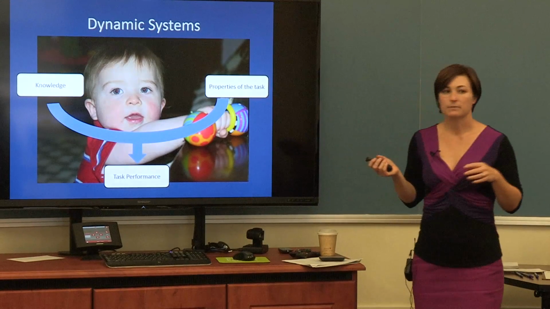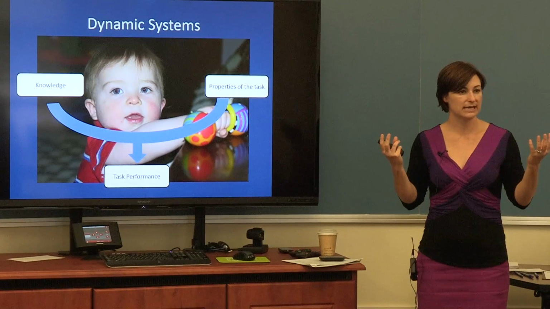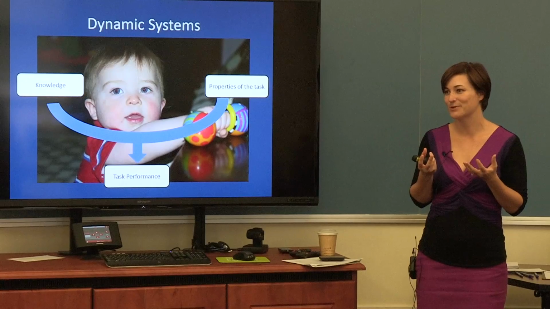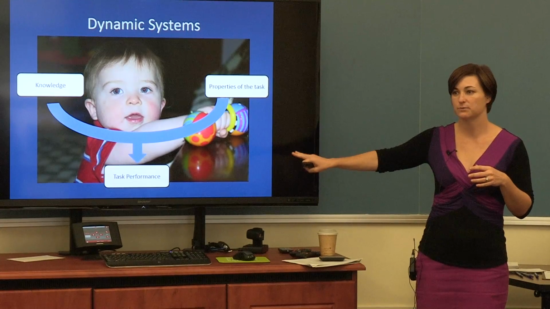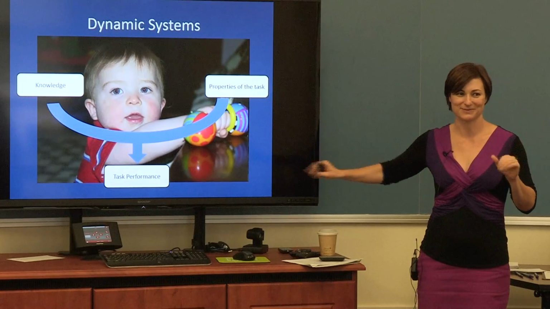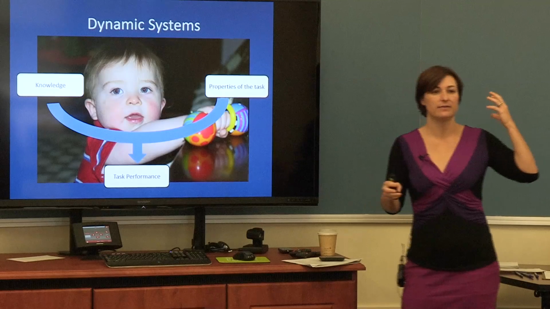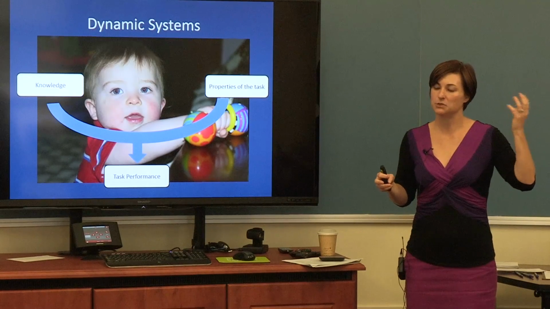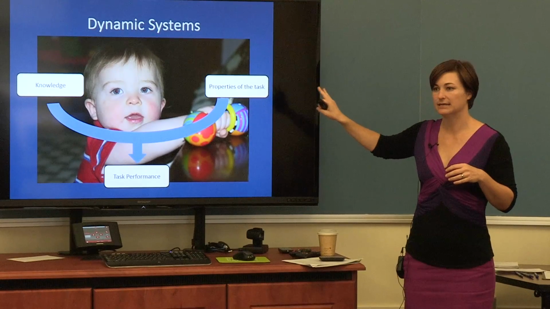Within dynamic systems, you've got different pieces of information that are coming together and they're being softly assembled within a task to yield a specific performance within that task. And this will make more sense when I go through some examples. But what you're bringing is you have the knowledge that you're bringing to a task, and then you also have the properties of the task itself.